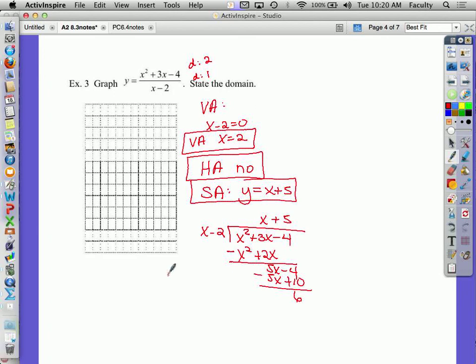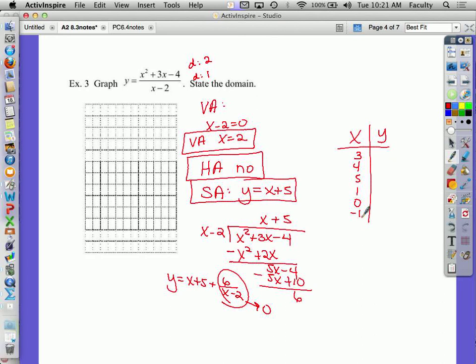Now there is a remainder, but let me explain something to you. And this really is related to calculus. A slant asymptote is still looking at as x is going to infinity. If x goes to infinity, 6 divided by infinity is 0. So that's why you don't ever do anything with the remainder when you're describing the slant asymptote, okay? So it's still y equals x plus 5. All right, we're ready for our table. Good news, we only have one vertical asymptote, sorry. So that's 3, 4, 5, 1, 0, negative 1.